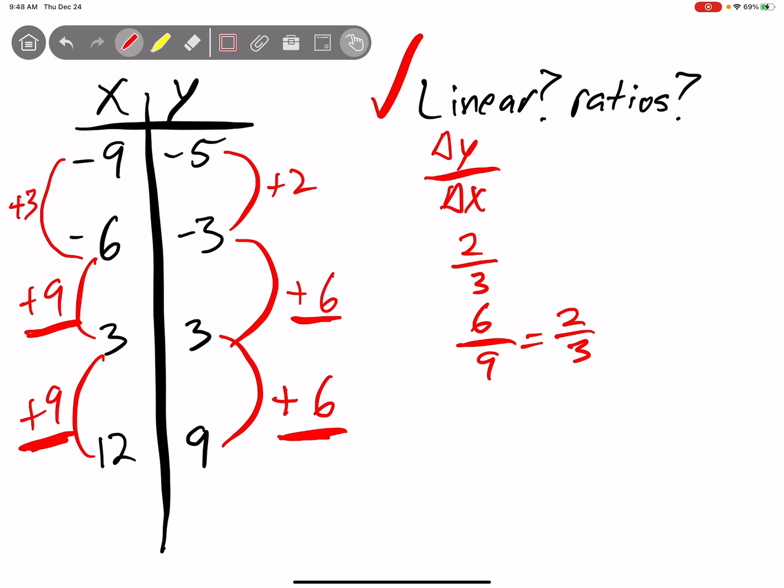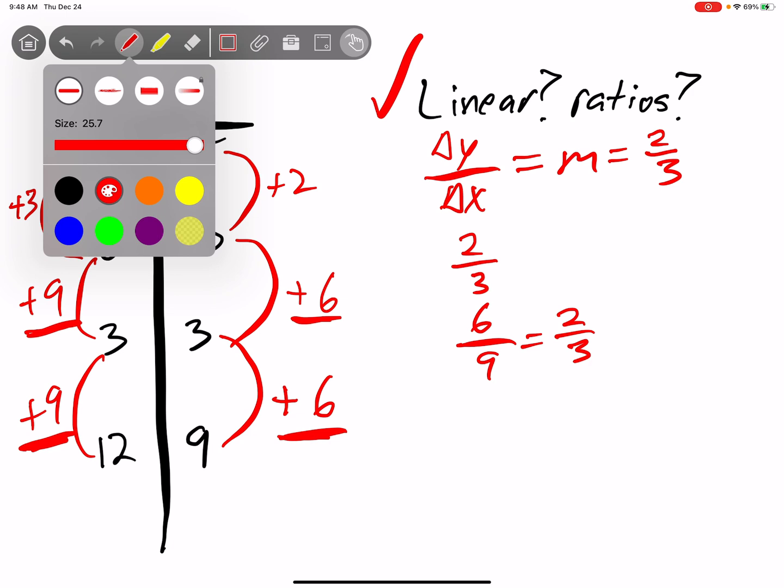Do we know what m is? Yeah, because this ratio represents m. That's why we do it this way. M equals 2/3. But now what about b? What about b? How do I find b?